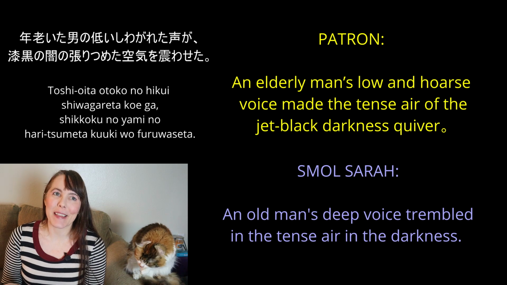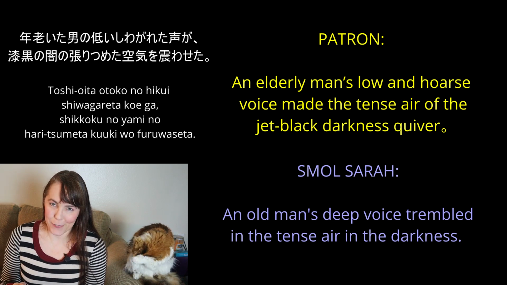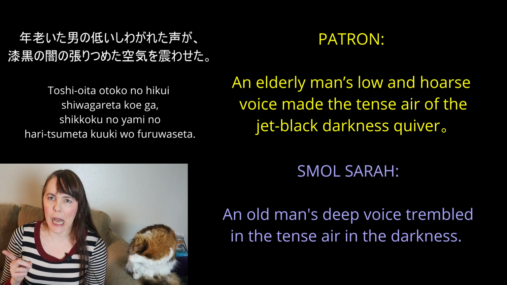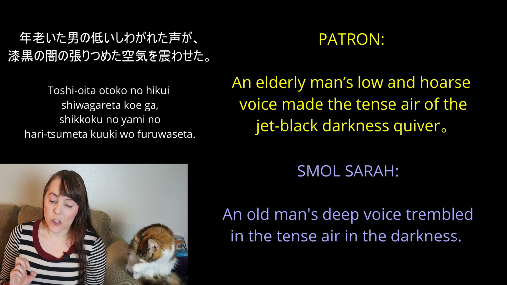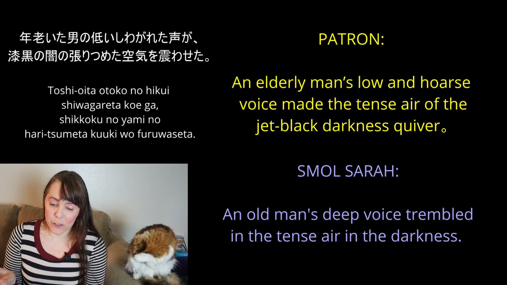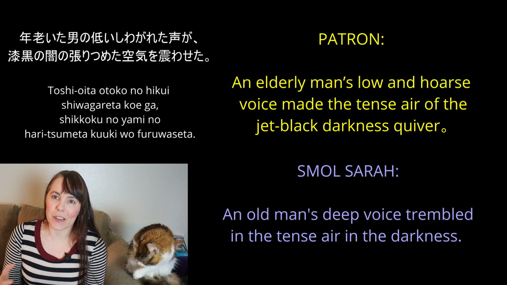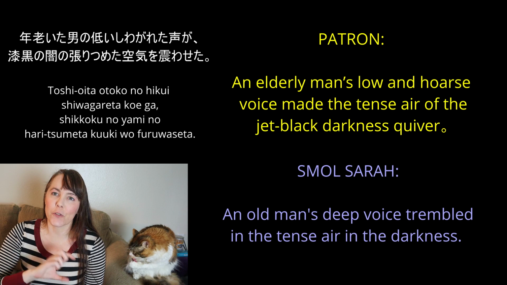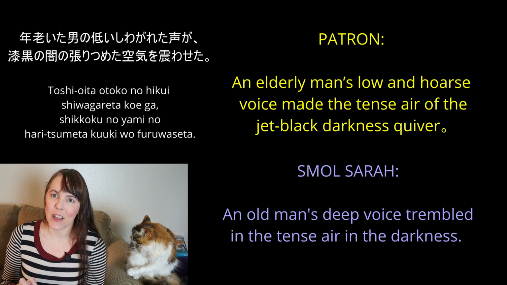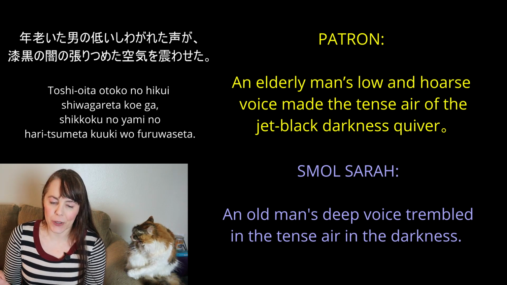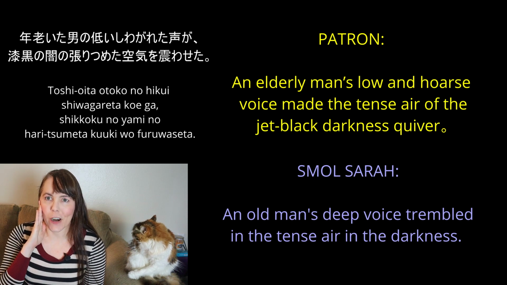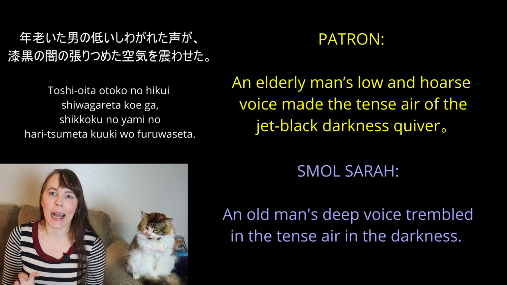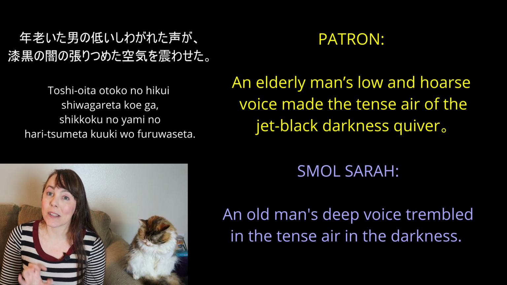Small Sarah, however, made this not causative, all right? And it's wrong technically, but also not exactly too wrong. It's a bit nitpicky. Small Sarah said the man's deep voice trembled. It's the voice itself that trembled in the tense air in the darkness, versus his voice caused the tense air to tremble. So if you're thinking about the order of operations here, the air was tense. The jet black air was tense.